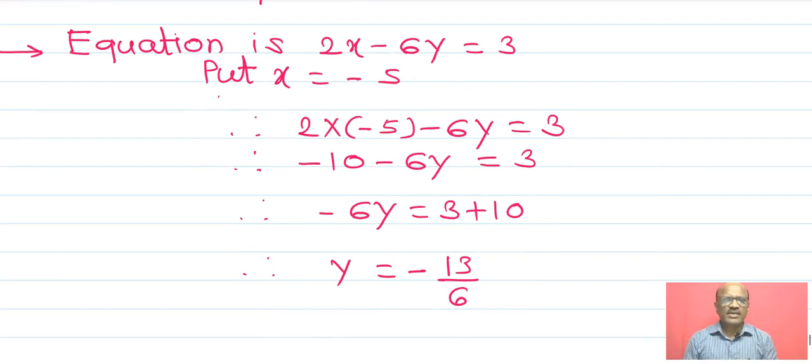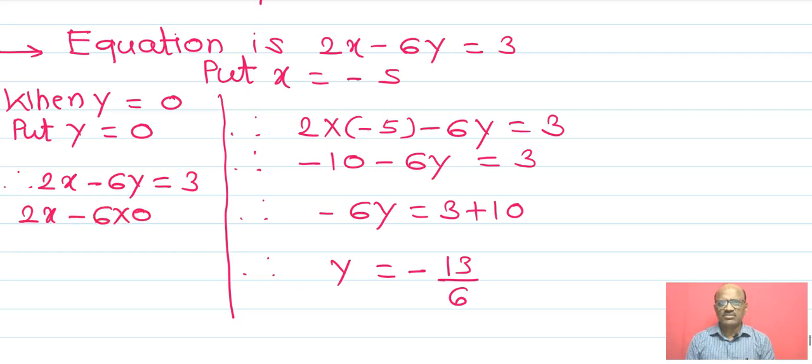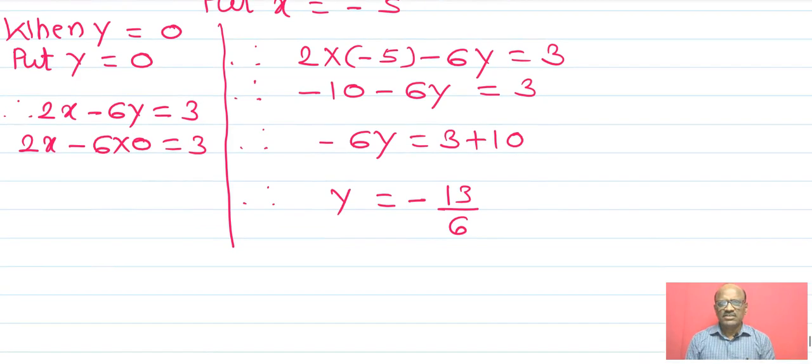2x minus 6y is equals to 3. For this, we put y is equals to 0. That is 2x minus 6 into 0 is equals to 3. Therefore, 2x is equals to 3. Therefore, x is equals to 3 by 2.